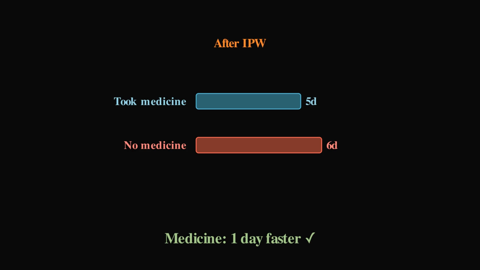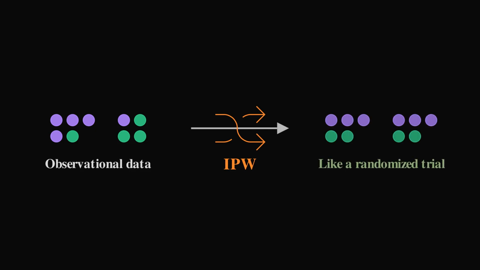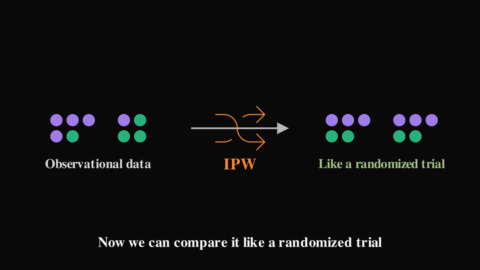Only after removing the effect of severe and mild does the medicine's true hidden effect appear. In this way, IPW reweights the data as if the medicine had been randomly assigned from the start. Now we can compare the data in a balanced way, just like a randomized experiment. Now let's generalize what we just did with a formula. Let's check just a few symbols together.